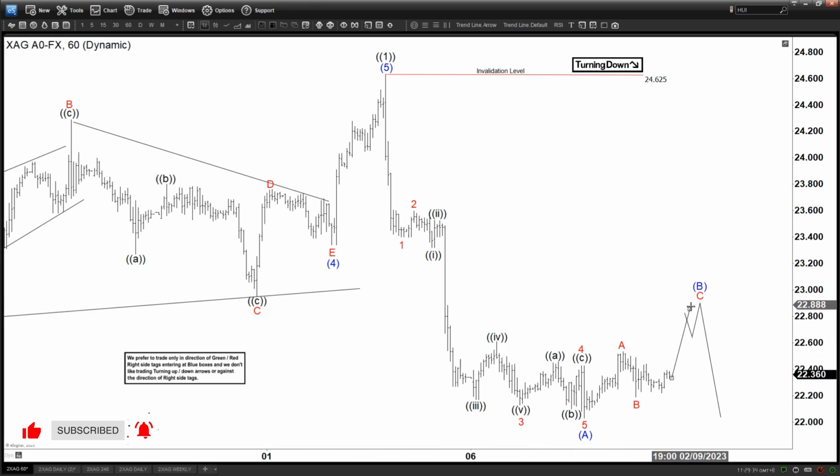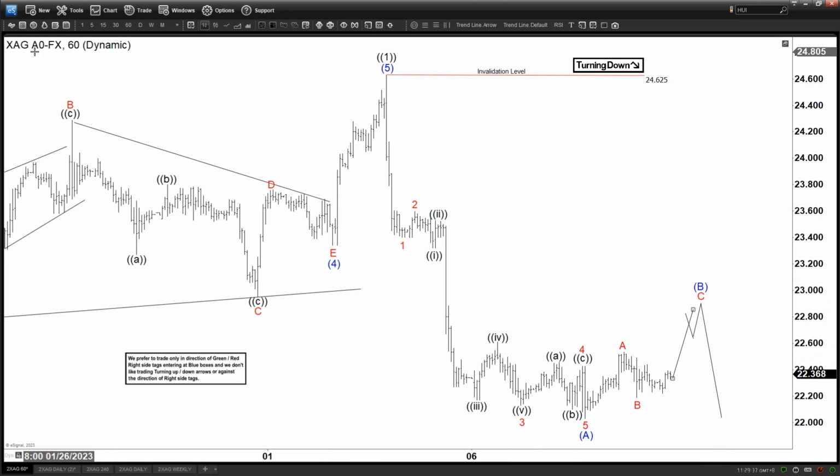GMT. So we're going to be looking and updating you guys on silver right here, the 60 minutes chart. Also talk about some other options and a possible alternate path. So we can see from this chart that silver ended wave 1 at the peak here, intermediate degree, $24.62. And so what that means then is we are now within the wave 2 pullback, and within the wave 2 the subdivision is in the form of a zigzag here.